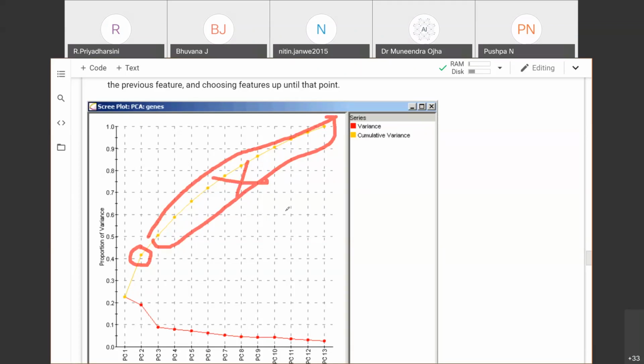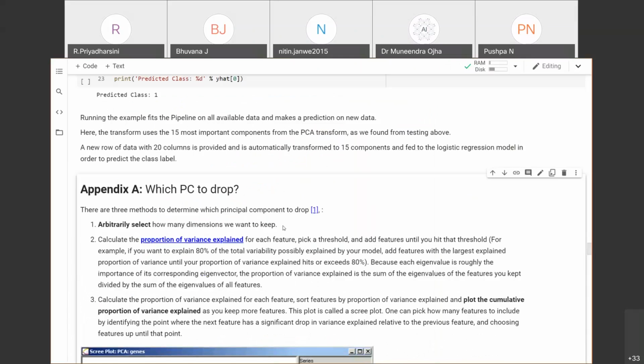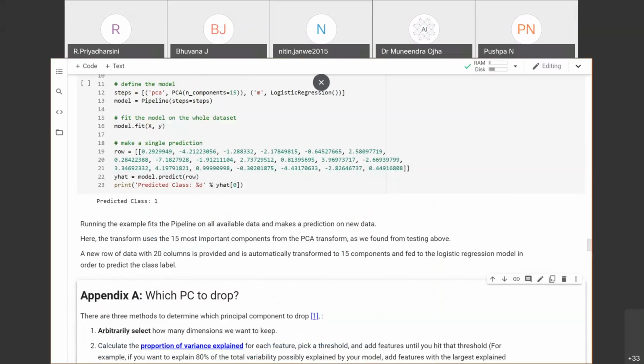This is the use of the scree plot, and this is how we observe the pattern of change in the cumulative proportion of overall variance explained, to identify which features to keep and which to drop. Now that concludes our principal component analysis overall picture.